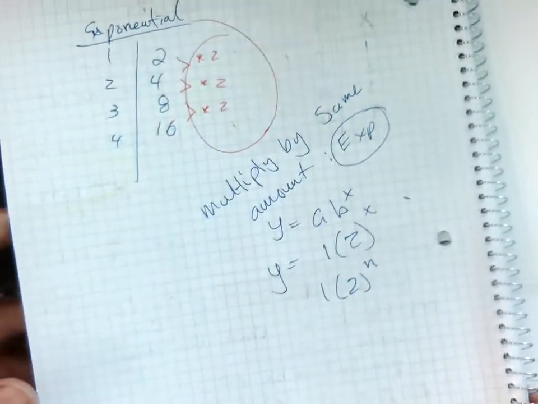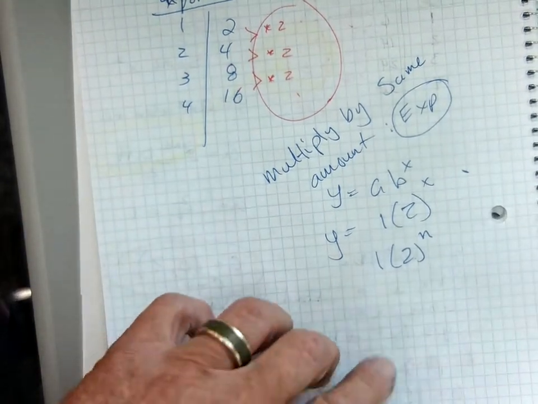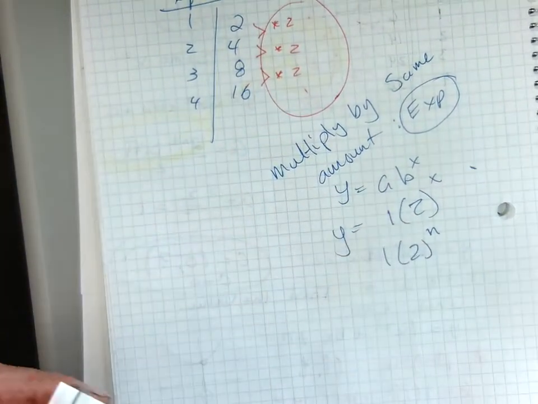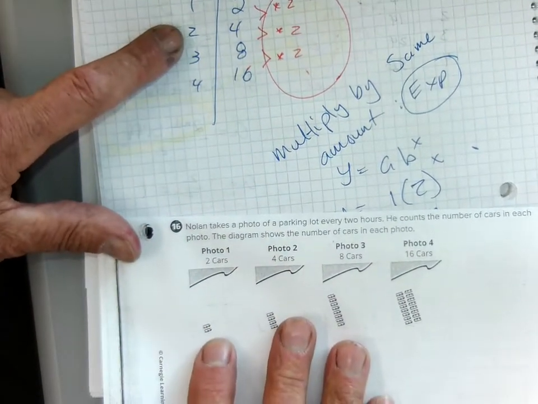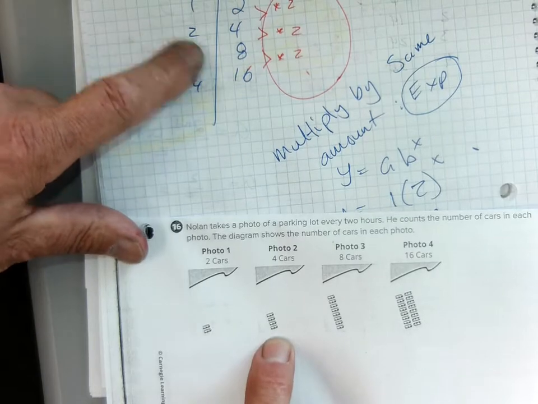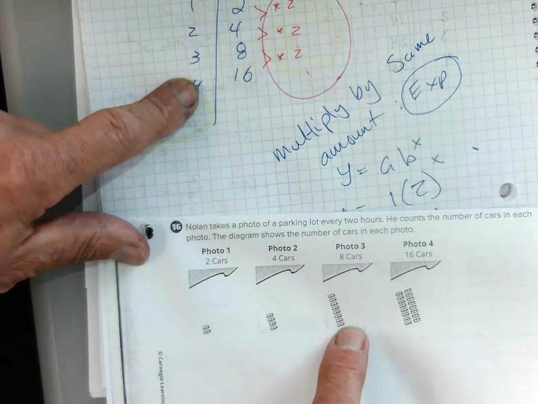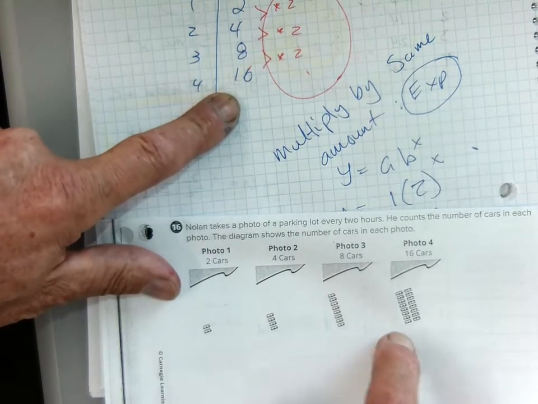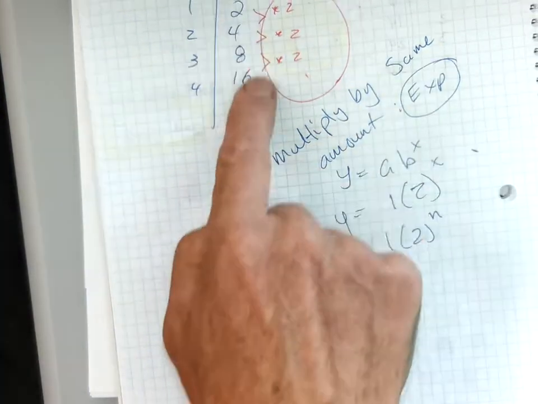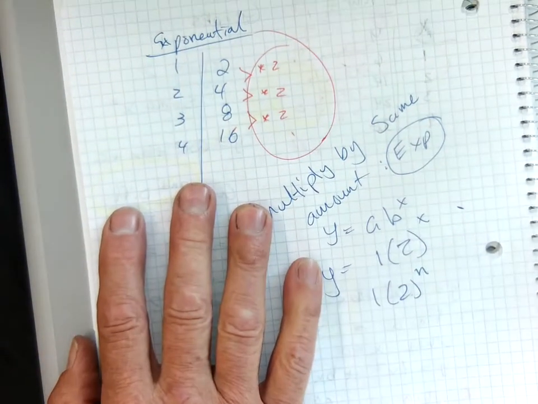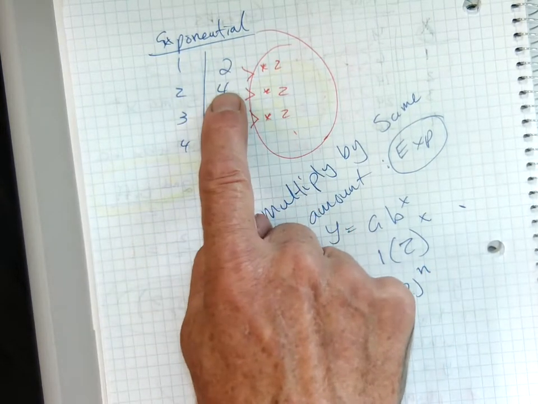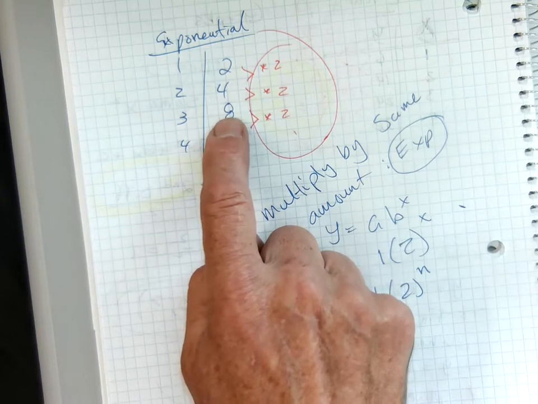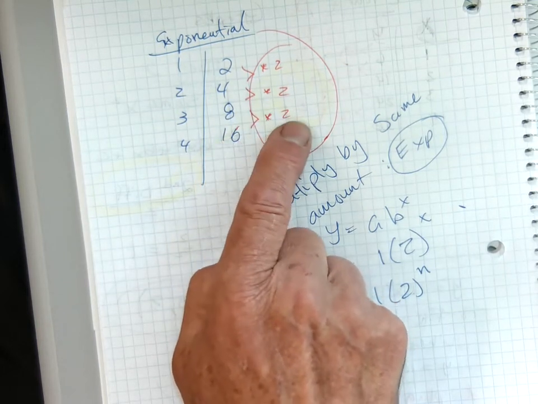Okay, so then if we go to our exponential, this was the problem on the cars. So the first photo is 2 cars, the second photo is 4 cars, the third photo is 8 cars, the fourth photo. Now, if you take a look at the differences, they don't make any sense, but what I do see is not differences, but times. 2 times 2 is 4. 4 times 2 is 8. 8 times 2 is 16.